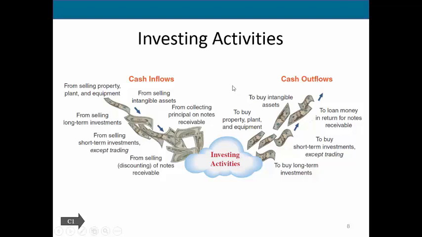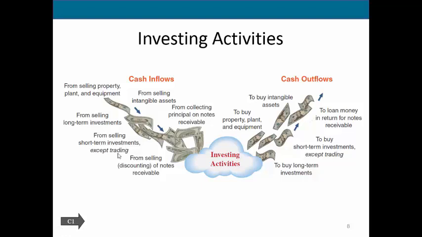So the cash inflows that we might see are if we sell property, plant, and equipment. So that would be an investment because when you bought these items, these were investments in the company. You're investing in the future of your company. So then when you sell them, that's also going to be part of our investing activities. If we sell long-term investments, that would be investing activities. So when we sell those and the cash that comes in, that's going to be a cash inflow. If we sell short-term investments, the cash coming in is also going to be an investing activity.